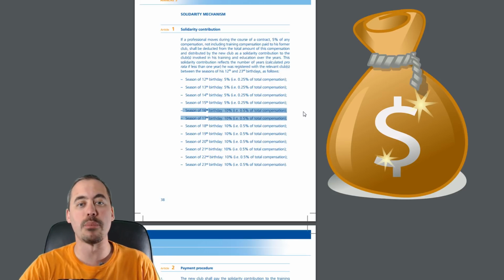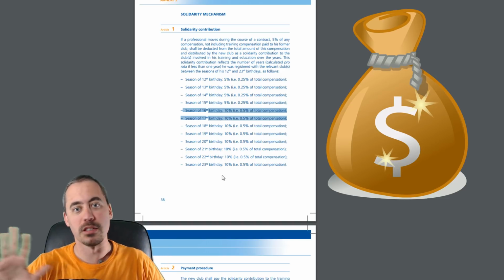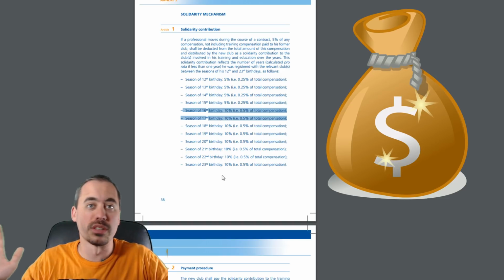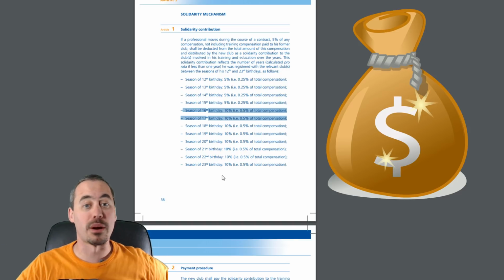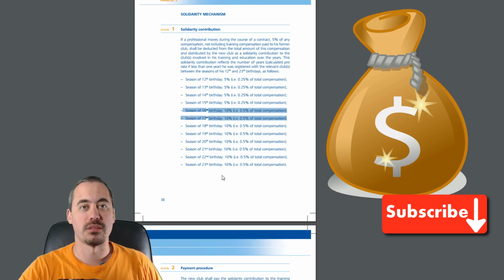So it's not just one club that gets it, it is evenly distributed, because the player may have moved because their family had to move, or a better club came calling, or whatever it is. That's how that works. I think it's genius.